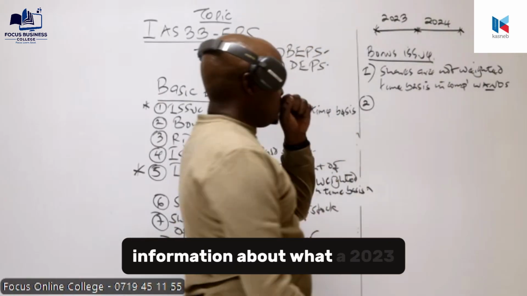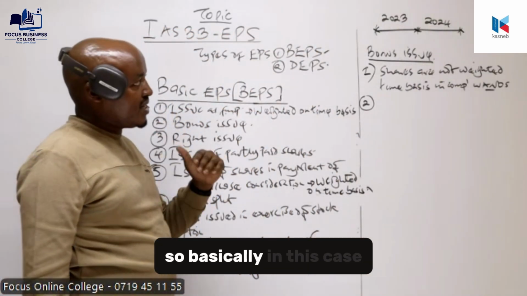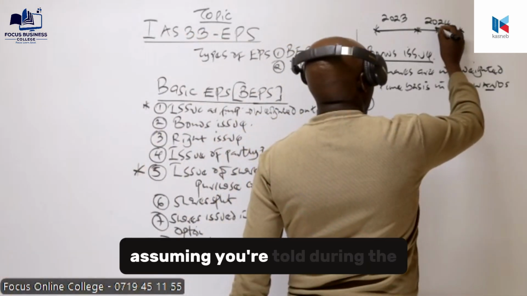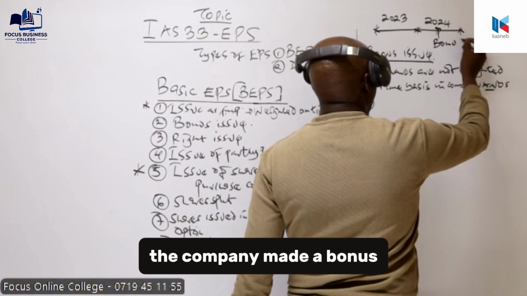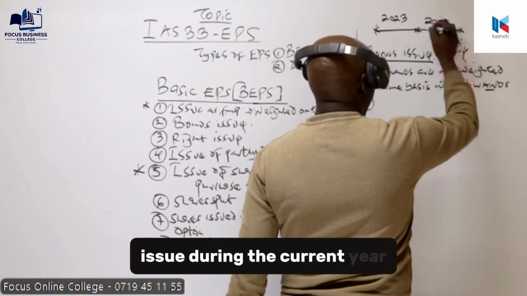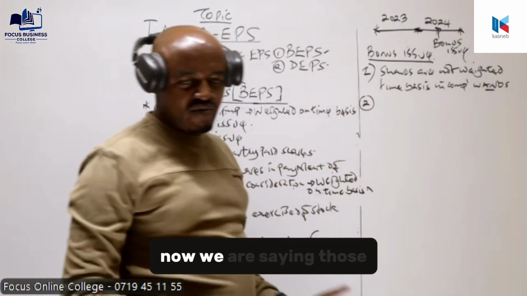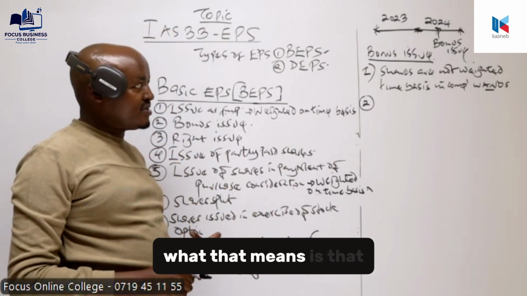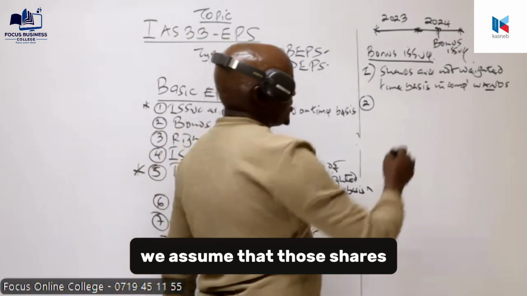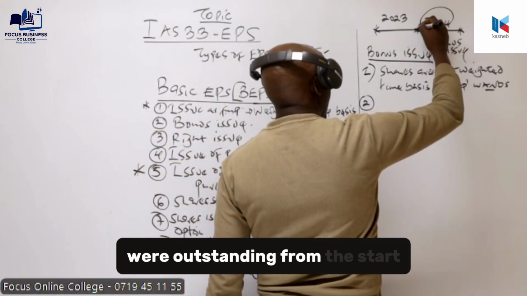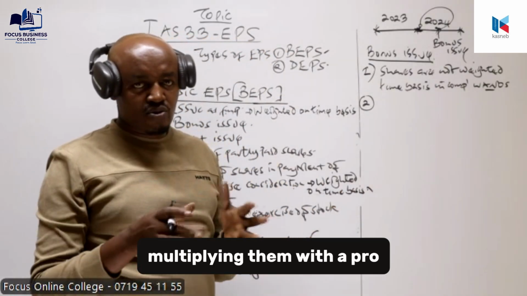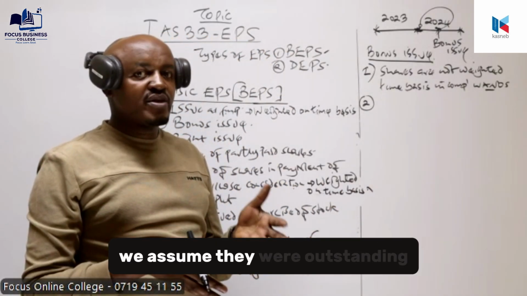Information about what? 2023. So basically, assuming you're told that during the current year, the company made a bonus issue. During the current year, that is the year 2024. Now we are saying those shares we don't weight them on a time basis. In other terms, what that means is that we assume those shares were outstanding from the start. The shares were held from the start. That's why we are not multiplying them with the proportion of time. We assume they were outstanding at the start.